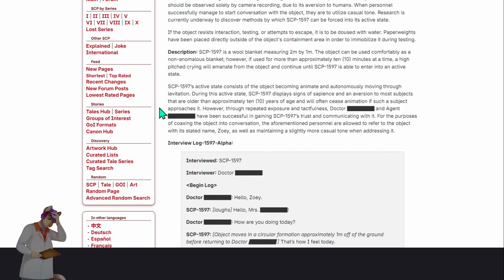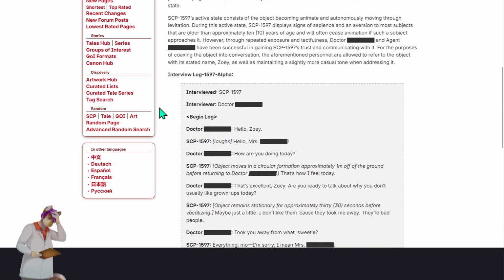SCP-1597 is a wool blanket measuring 2 by 1 meters. The object can be used comfortably as a non-anomalous blanket. However, if used for more than approximately 10 minutes at a time, a high-pitched crying will emanate from the object and continue until it is able to enter into an active state. 1597's active state consists of the object becoming animate and autonomously moving through levitation. During this active state, it displays signs of sapience and an aversion to most subjects that are older than approximately 10 years of age and will often cease animation if such a subject approaches it.